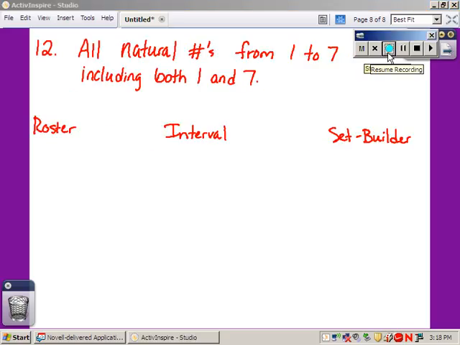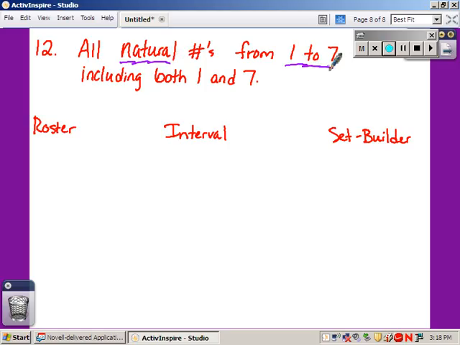All right, last one. Last one says all natural numbers from 1 to 7, including both 1 and 7. So I see they're specific. It says only naturals. It gives me a range. Then it tells me to include both of them. All right, well, let's look at roster notation. That means list them all. So we only have to go from 1 to 7, so we don't have to worry about showing a pattern. We can literally just list all of the natural numbers from 1 to 7.